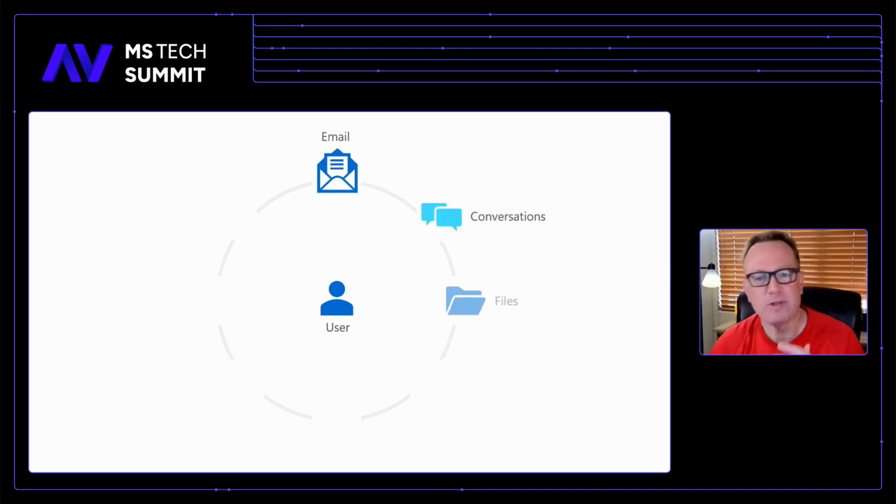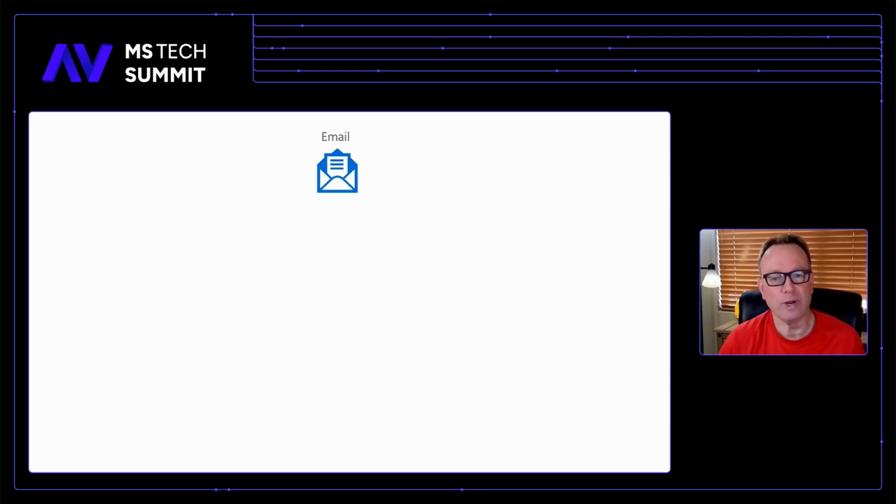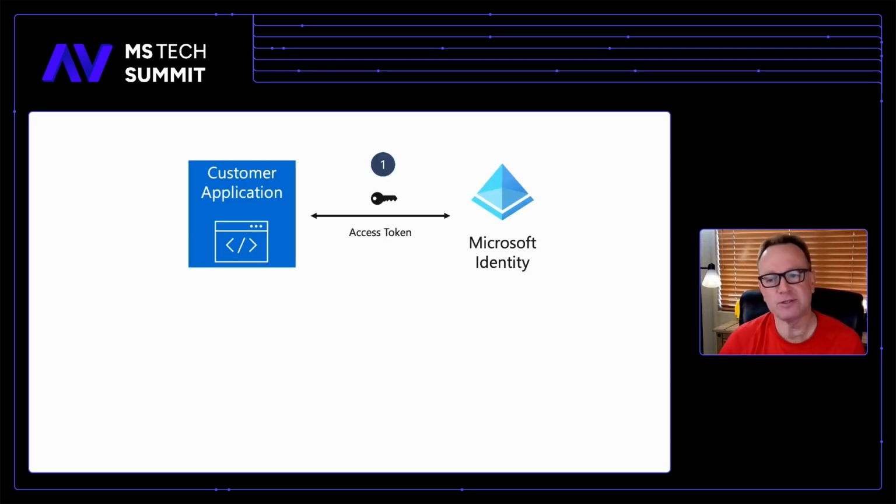So whether it's email, chats, files, events, devices, even security information, you can get to the to-do tasks even. And again, there's like hundreds of things you can get to. We can do that very easily with the following process. Now, first off, we're going to have to get this access token. So we're going to need to authenticate the user, of course. We're going to use Microsoft Identity for that. And we're going to get this access token I mentioned earlier.